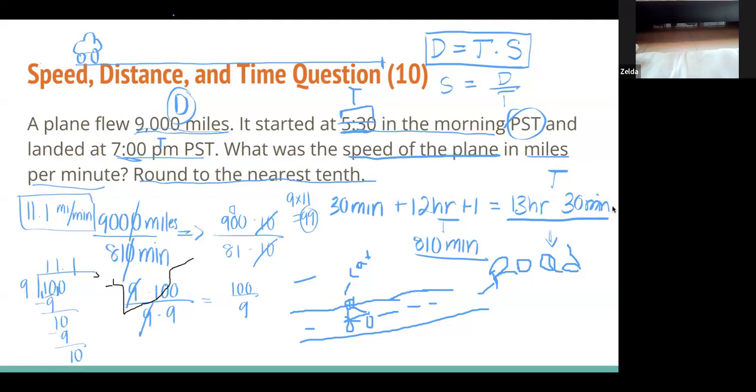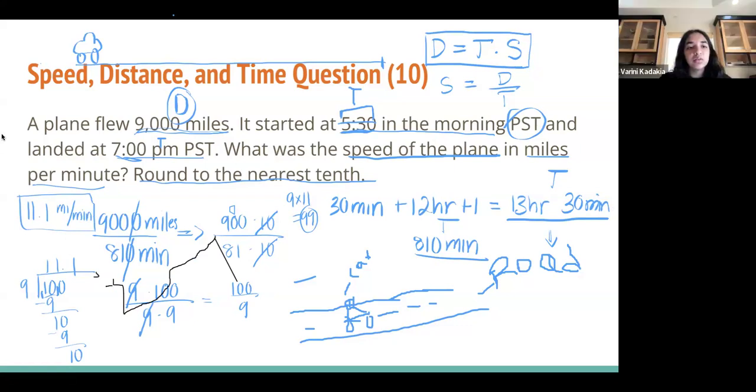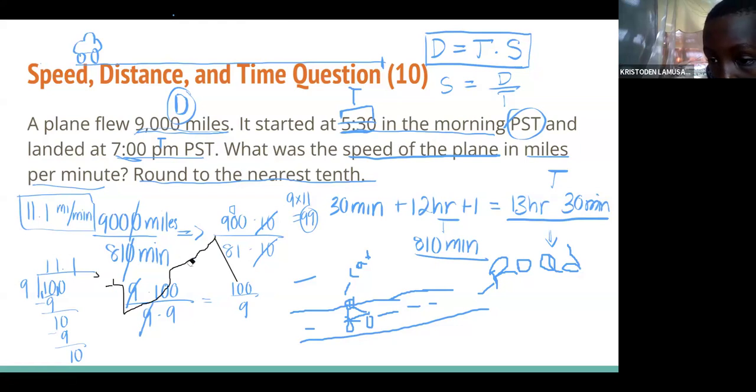Madam, please, can you erase the distance here? Because someone is writing unnecessary things. I can erase it. They're just writing on the screen and I can't see. And drawing.